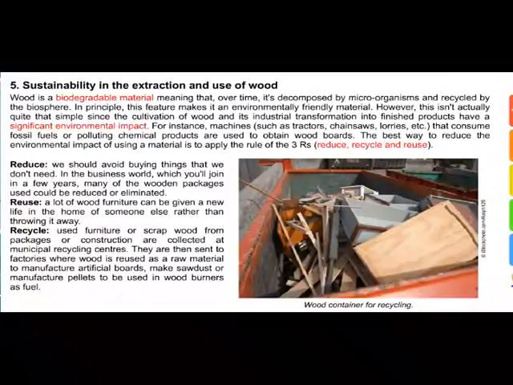Reuse. A lot of wood furniture can be given a new life in the home of someone else rather than throwing it away. Recycle. Used furniture or scrap wood from package or construction are collected at municipal recycling centers. They are then sent to factories where wood is reused as a raw material to manufacture artificial boards, make sawdust, or manufacture pellets to be used in wood burners as fuel.